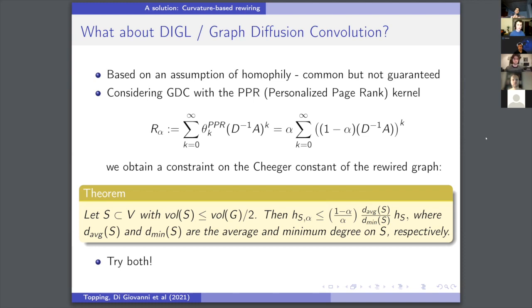So the TLDR of that is try both. They're suited for different graphs. You can make a decent prediction on which one might work better, but also, why wouldn't you try all of the methods available to you?